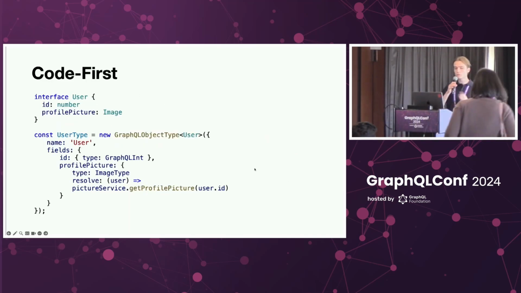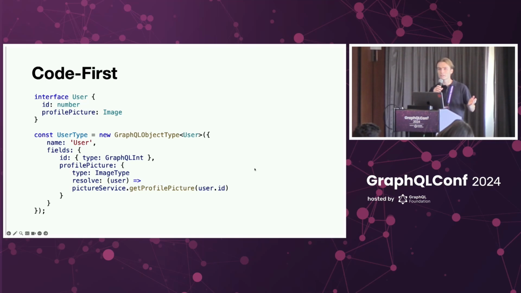Right. Code-first approach kind of alleviates that problem a bit by not having to write schema definition language in the first place. You just write an interface, and in this case, in the reference implementation, you define your user type like this. So you start off by creating a new GraphQL object type, and then you create a dictionary of fields, including the ID and the profile picture. And for each of the fields, you define a type. So first of all, the ID is of type GraphQL integer, and profile picture is of image type, which is another GraphQL object type.